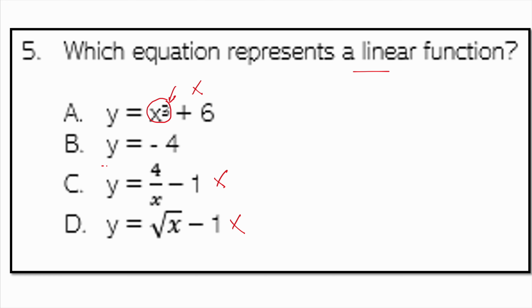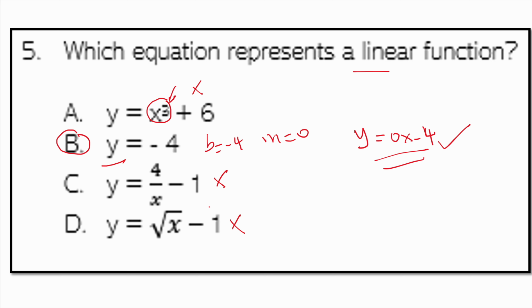This is a linear function with a slope of 0. So it has the b value of -4 and a slope of 0. So we can still write it as y equals 0x minus 4. So this one shows that this is a linear function.